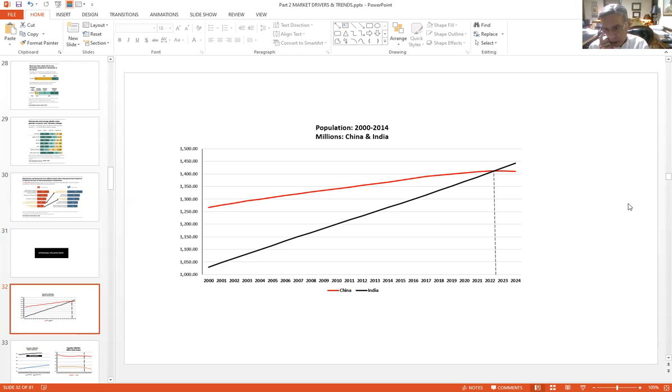This graph demonstrates the fact that the population of India is rapidly catching up with the population of China, which today is over 1.3 billion and about over 1.35 billion.